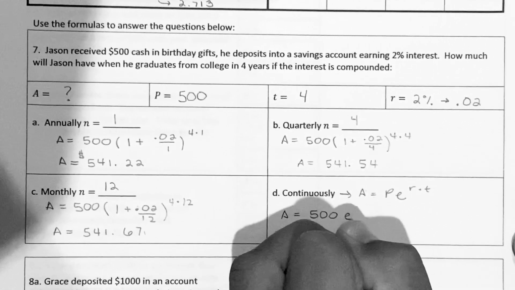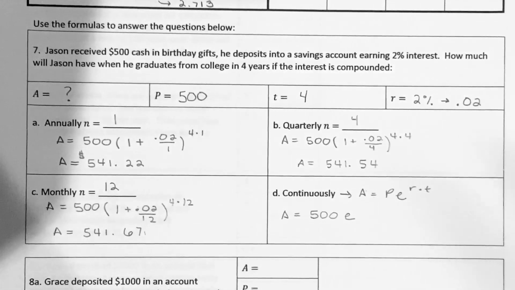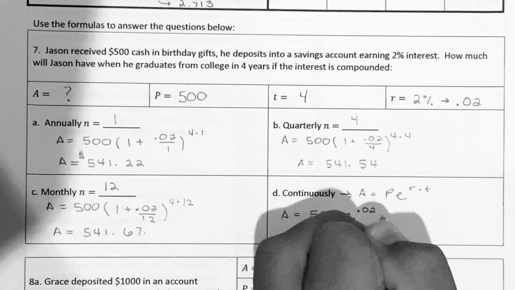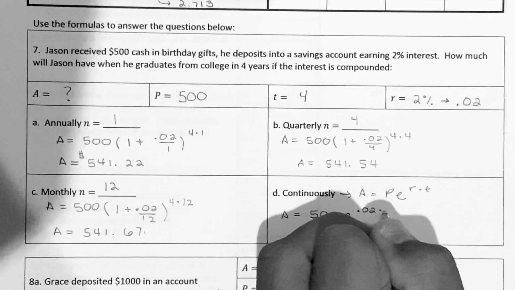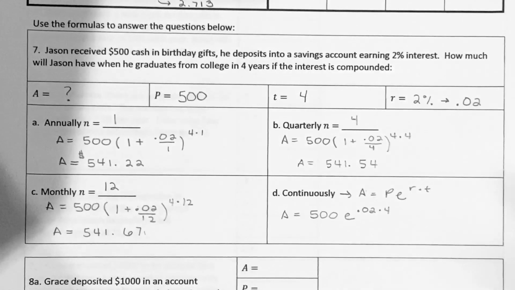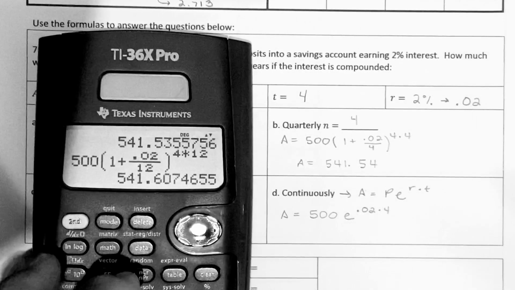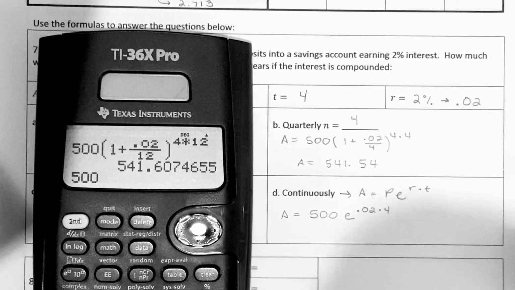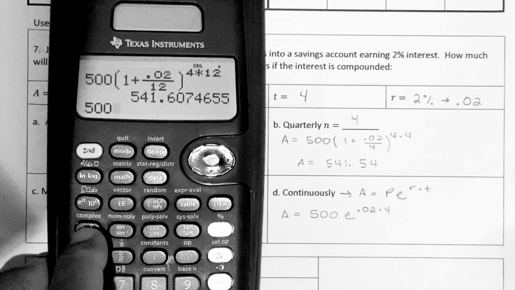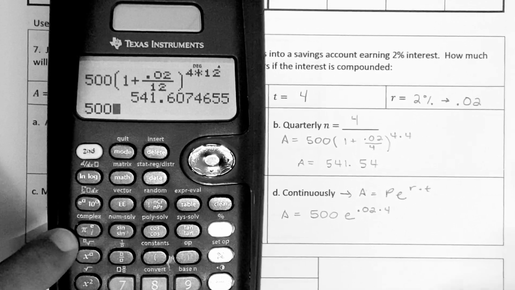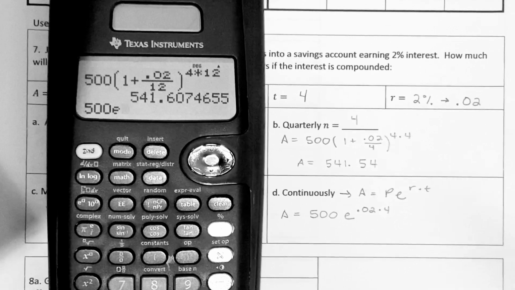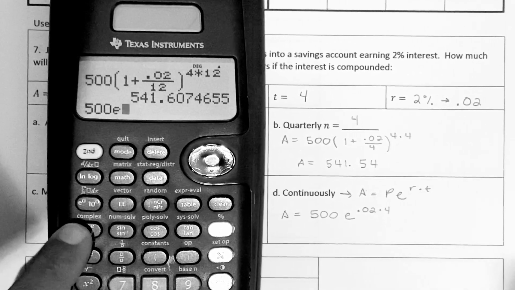Remember, E is not a variable, it's a number that's in our calculator. 0.02 is the rate, and the time is 4 years. And I'll show you in the calculator where that E button is. So 500, the E button is the same as the pi button. So it's where the pi is. You just have to hit it twice to get E. So I hit it twice to get the E.